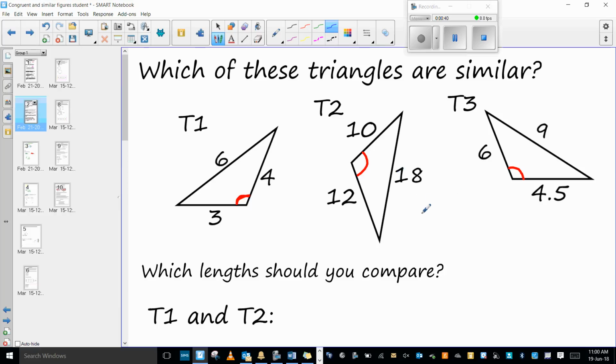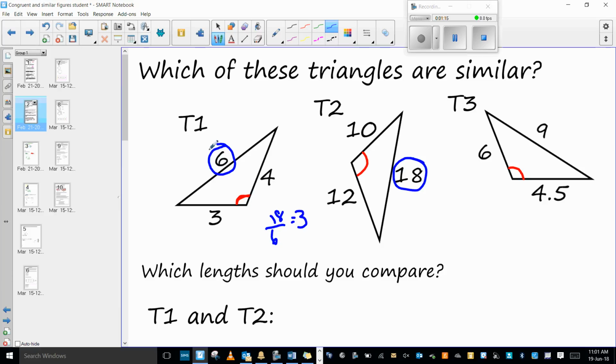So let's start comparing. If I were to compare this length with triangle 1, I'm going to be comparing it with this length here, yes? So I would know that 18 divided by 6 is 3. Okay, because this is the longest length in this triangle, and this is the longest length in this triangle. Therefore, if they were similar, then we would be comparing those two side lengths.